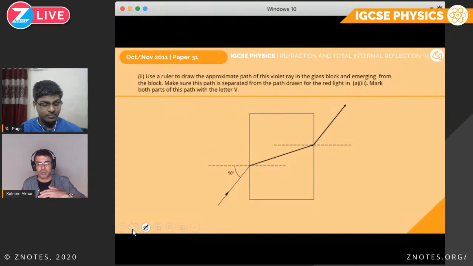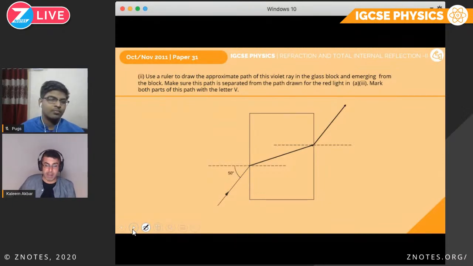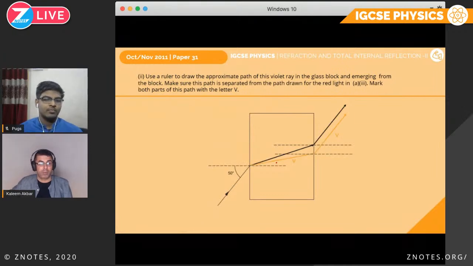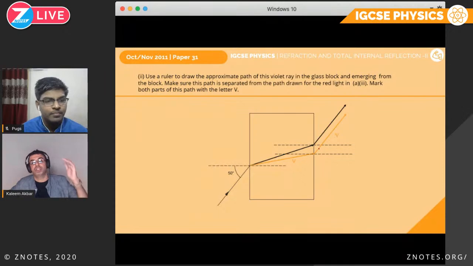So what does that tell you? Well, if you look at that experiment, red bends the least, violet bends the most. So what's going to happen here? The exact same thing as you can see, except it will refract even more at the beginning. Why? Because it bends even more. So it's the exact same idea, bend towards the normal, bending away. It's just that it does it more.